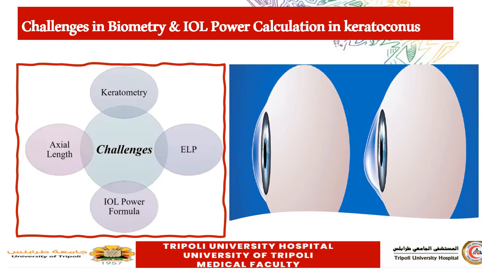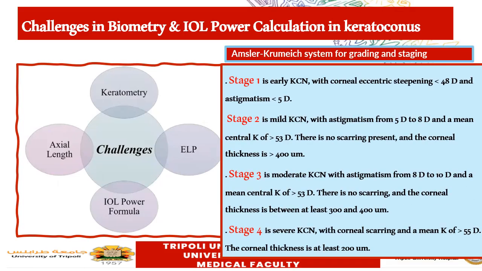Staging and grading of the keratoconus is very important to determine whether your patient is suitable for cataract surgery or not, and also to take the various measures to overcome the challenging points that I explain here, like the keratometric reading, which keratometric reading you are going to use, and axial length. Are you going to use optical axial length or ultrasound axial length, which IOL power you are targeting, emmetropia or myopia, and what IOL calculation formula you are going to use.